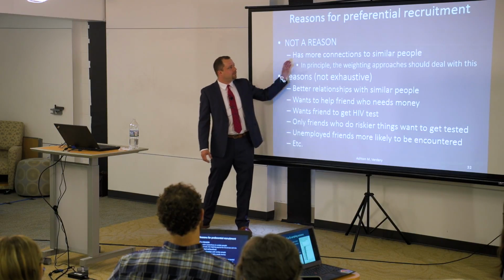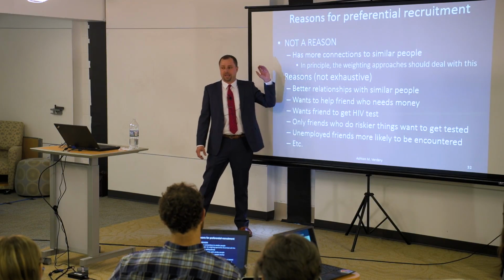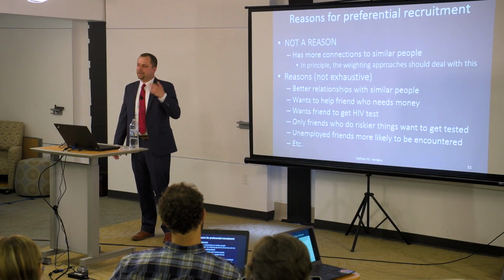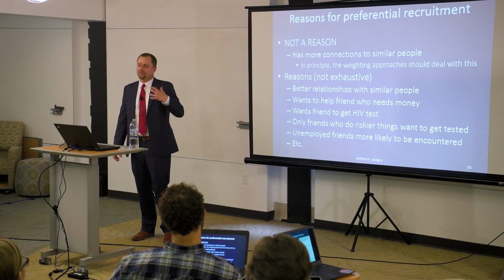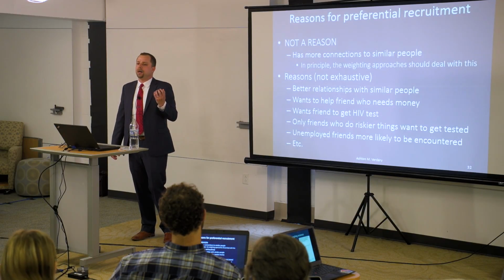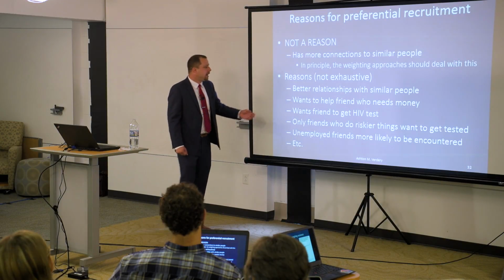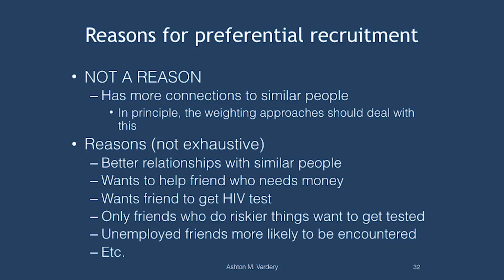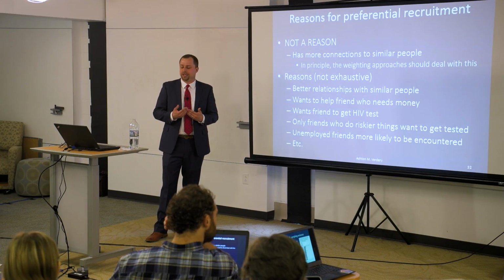And so it's not that we see preferential recruitment because people have more ties to people who are similar to them. It's that above and beyond the ties that they have, they are more incentivized, or have some other reason, to want to recruit people who are similar to them or different from them or whatever it might be. Some examples might be that they have better relationships with people who are more similar to them, or that they really want their friend to get the money. So you might see people who are the highest risk recruited into the study because they want to recruit friends that they really think should get an HIV test because of their risk behaviors or something like that. Only people who are kind of doing riskier things actually accept coupons from people who try and recruit them. So there's all sorts of reasons that this preferential recruitment can be introduced.